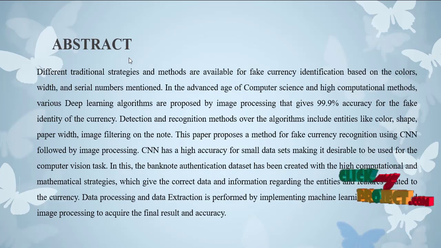This is an abstract. Different traditional strategies and methods are available for fake currency detection, based on color, width and serial number, mentioned in the advanced stage of computer science and high computational methods. Various deep learning algorithms are proposed with image processing that give 99.9% accuracy for fake currency identification. Detection and recognition methods include entities like color, shape, paper width and image filtering.